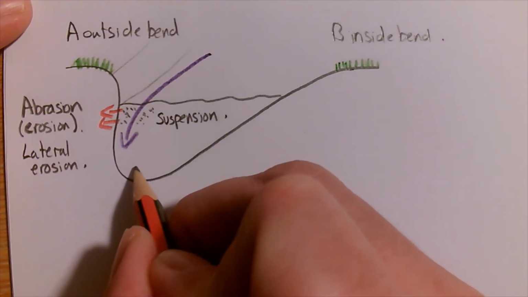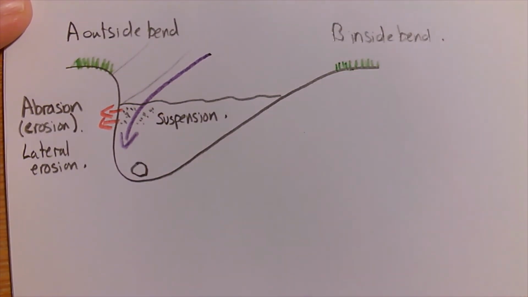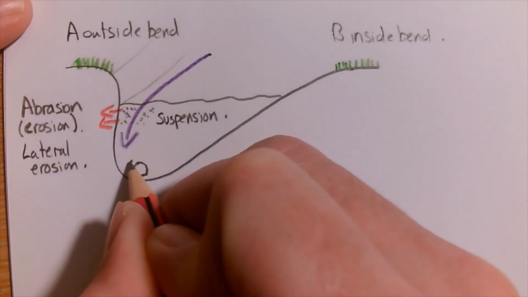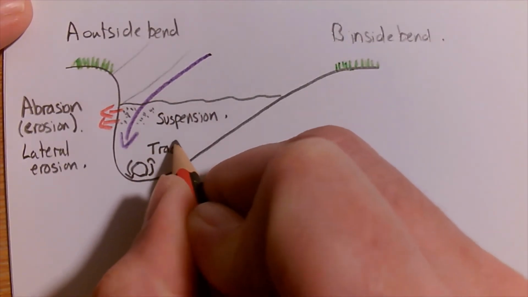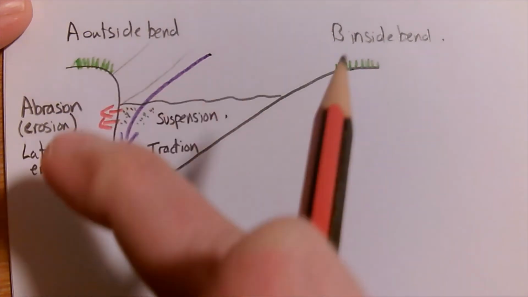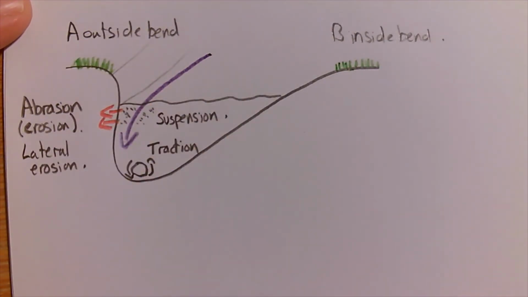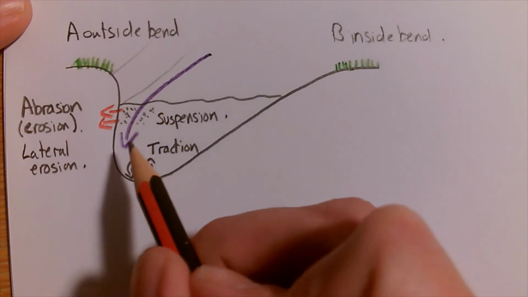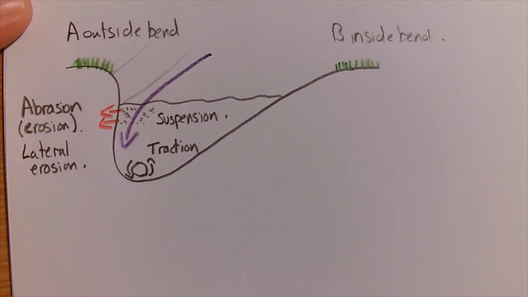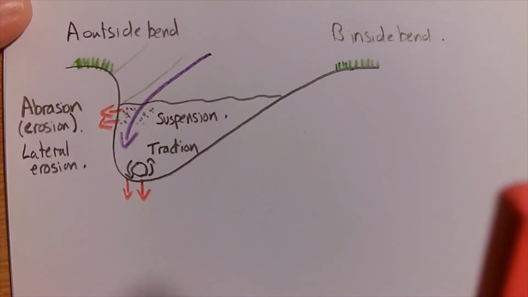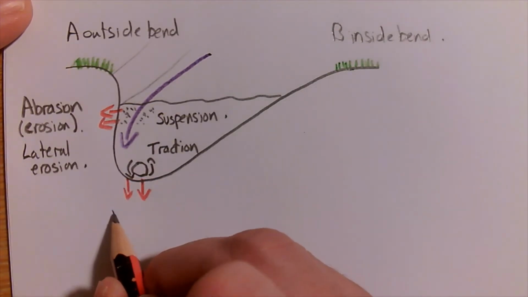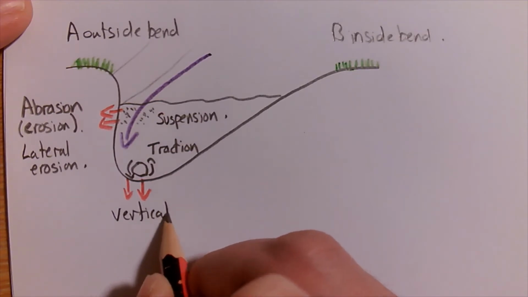Equally, on the bed of the river, we have some larger materials like stones. And those larger materials are going to be transported by the process of traction, rolled along the bottom of the riverbed. And that rolling of material on the riverbed is going to result in erosion acting downwards. And the word that we use for downwards erosion is vertical erosion.